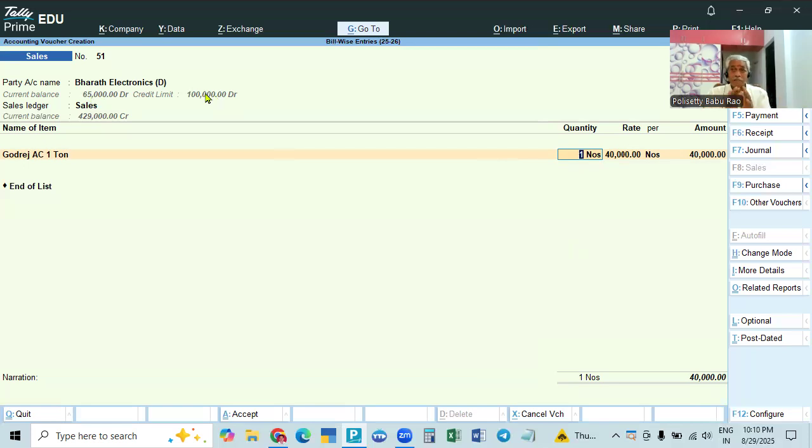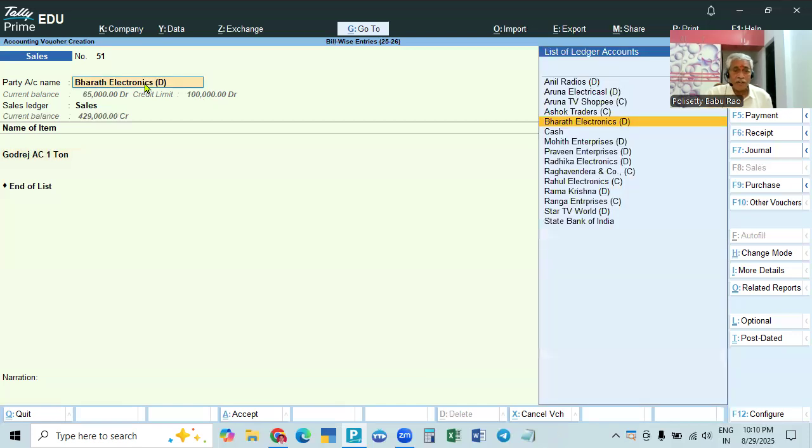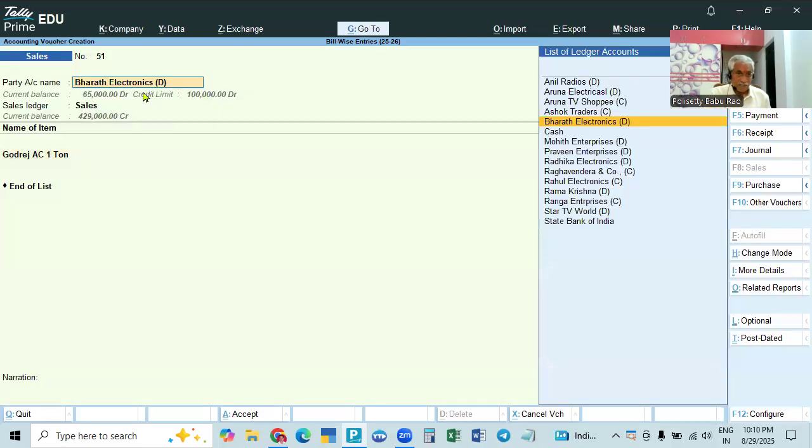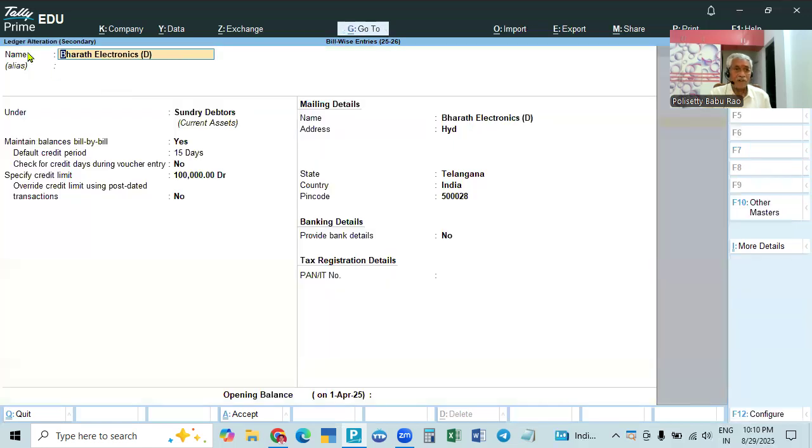If the terms are good, if the party is a very good party, trustworthy, and his goodwill is very good in the market, in such a case, we can increase the limit. We need not close this and go back to the alter button, then go to ledger. Here itself, in the field of this ledger, press Ctrl+Enter, and the ledger alteration will appear. So in this case, we can increase the limit.